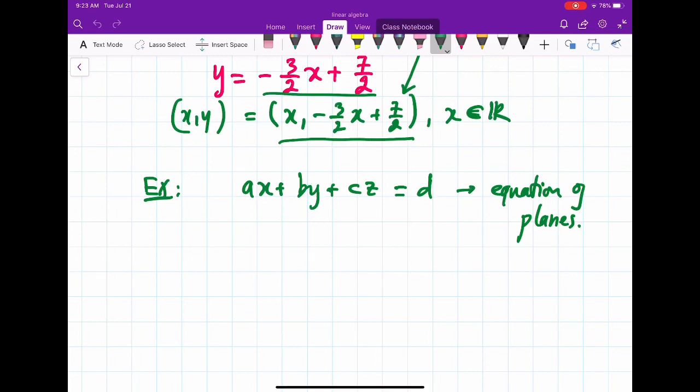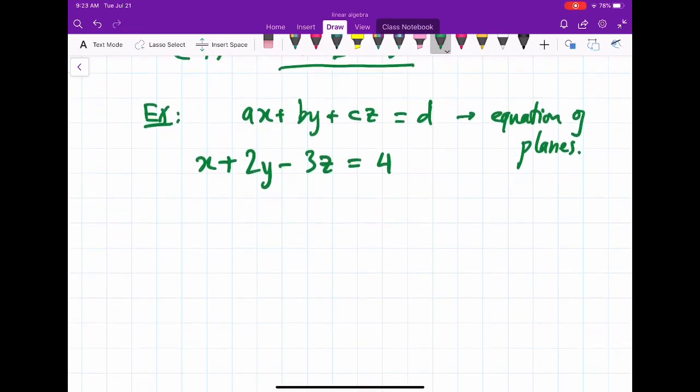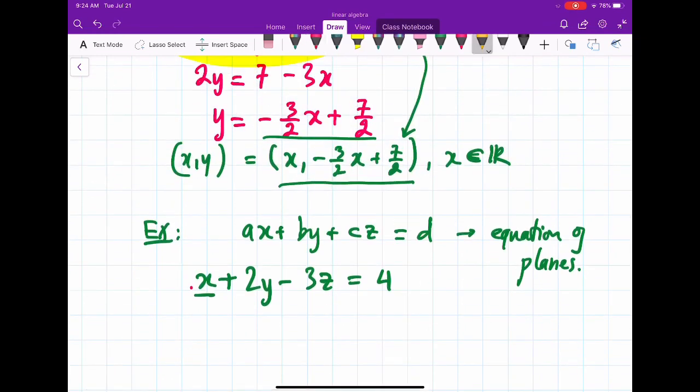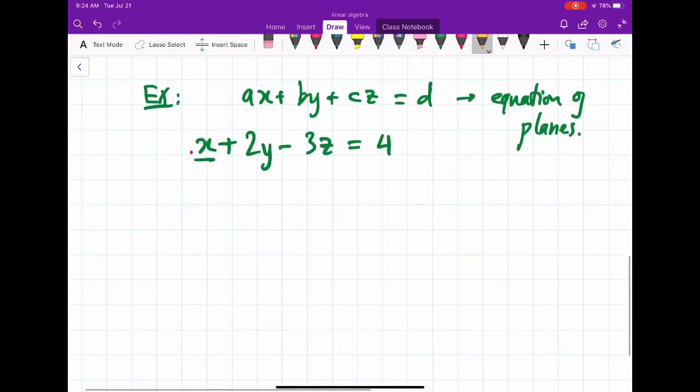We do almost the same thing as in the previous example. Let's consider the following example. I pick just x plus 2y minus 3z equals, let's say, 4, okay? Now we need to describe all points on this plane. Again, we have only one equation, so we need to pick just one variable. Let's say z, okay? Or maybe z is not good. I pick x. The reason I pick x is because the coefficient here is just 1, so I don't have to divide anything like this. Okay, so I pick x.